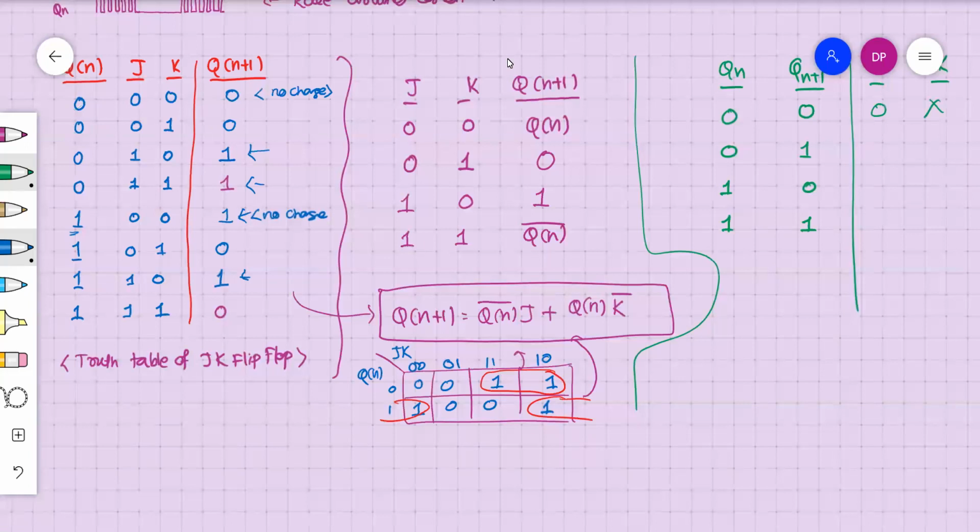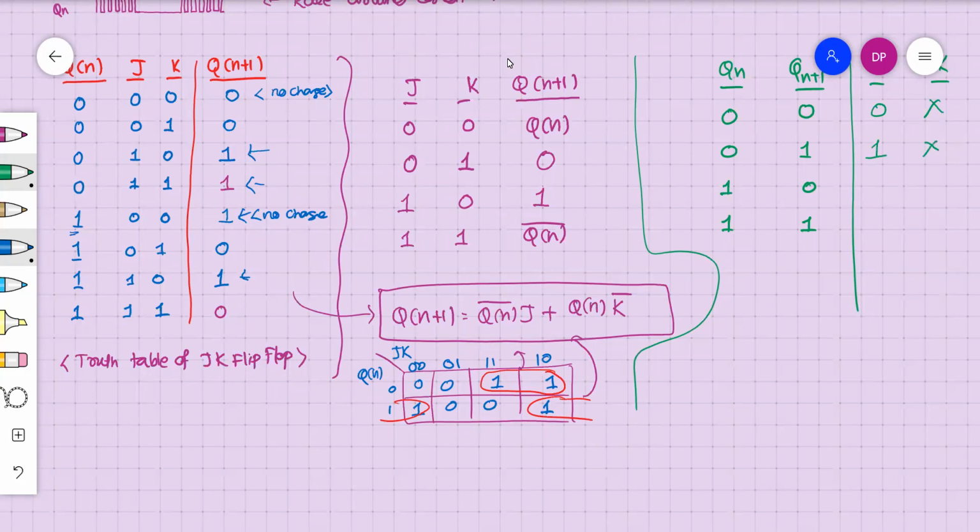Now when Qn is 0 and Qn plus 1 is 1, 0, 1. Qn is 0, sorry, not this one. And Qn plus 1 is 1, this one. Okay. And where else you find this? Here. So J is 1, K is don't care. J is 1, K is don't care.